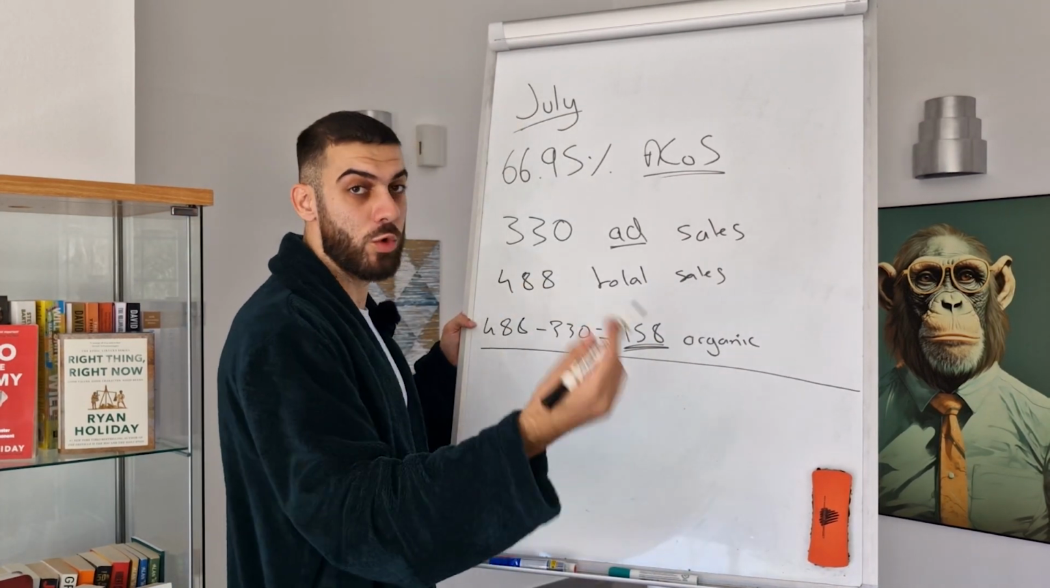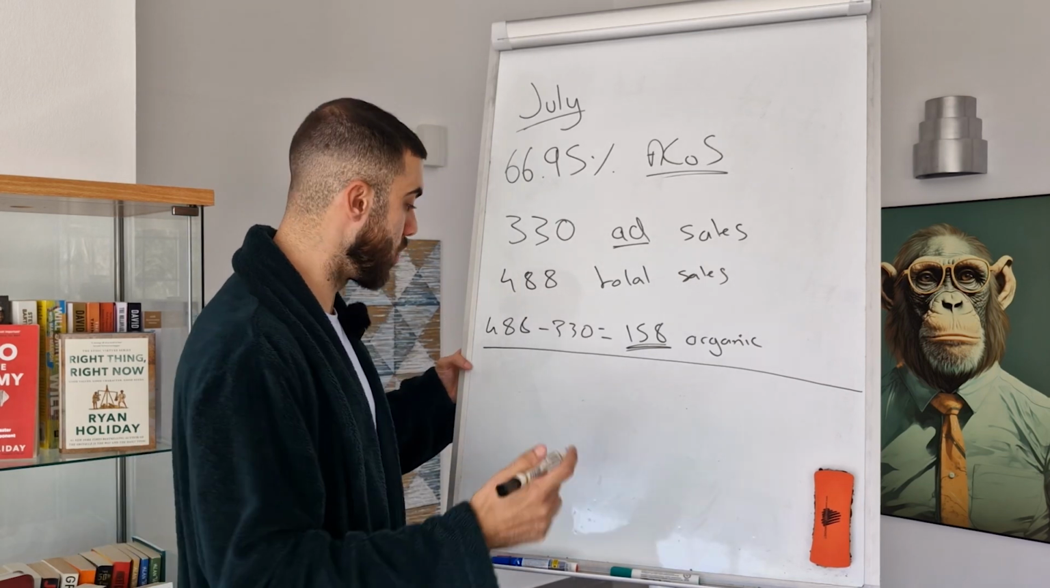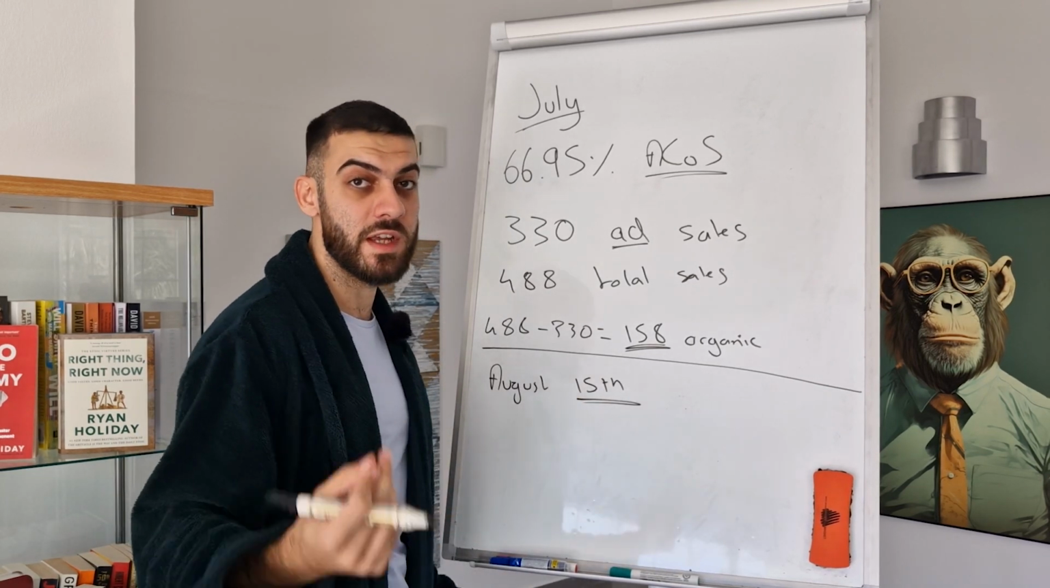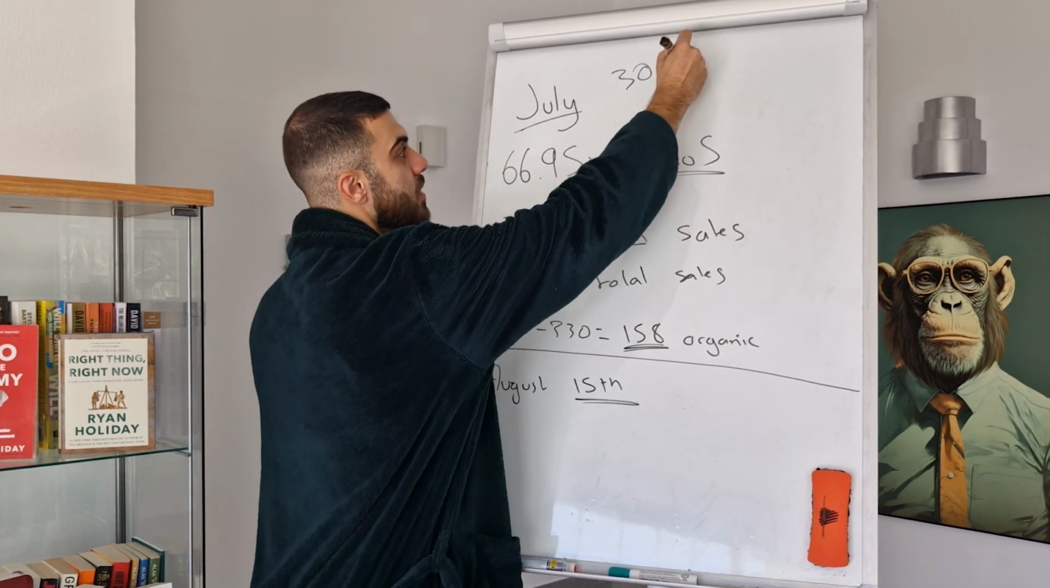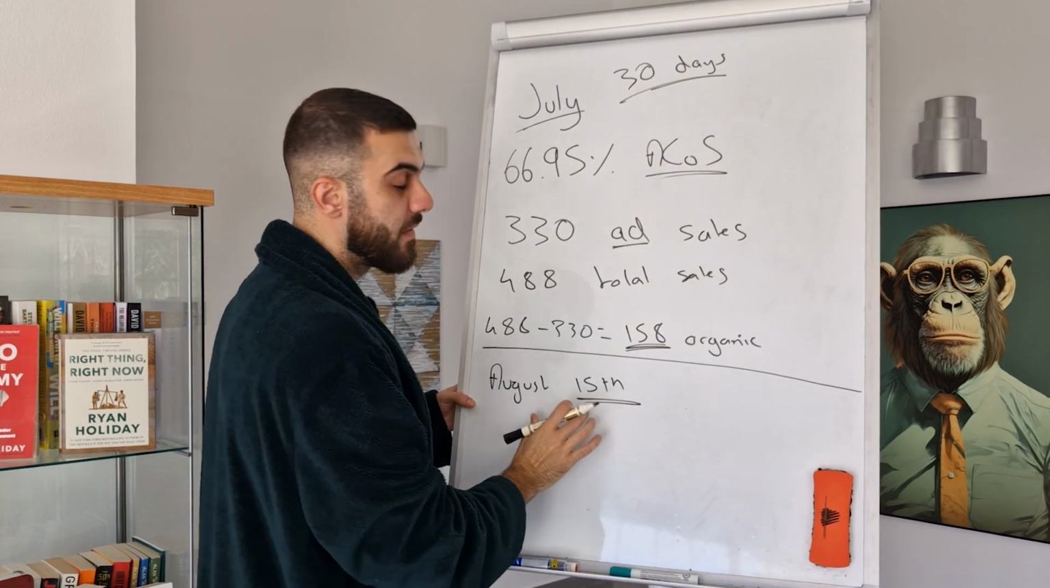Now, right now it's August, and I only have data until August 15th. So I only have 15 days' worth of data. This right here is 30 days' worth of data, and what I want to tell you is 15 days' worth of data.